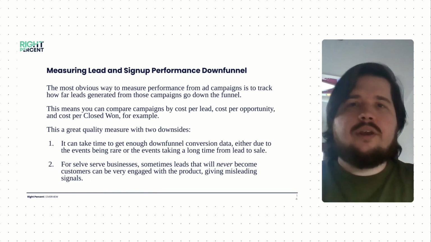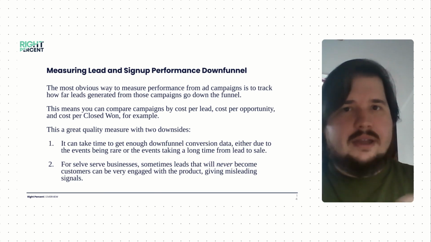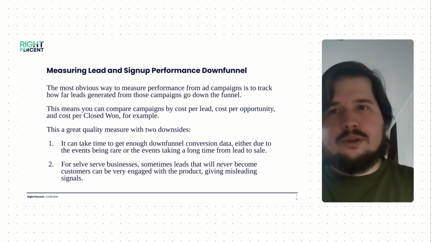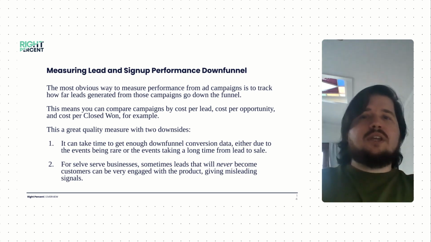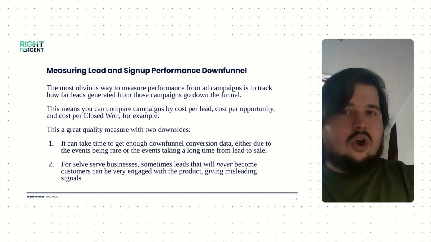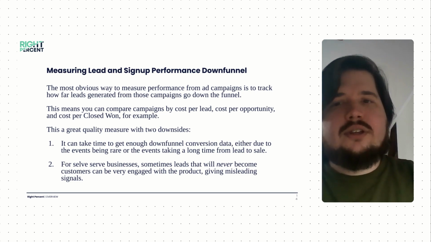The most important way to measure performance from ad campaigns is to track how far those leads go. Makes sense, right? If a campaign is working, then more leads become opportunities, more become closed ones, and more become revenue. So the best way to compare campaigns, if you have campaigns A, B, and C, is by the various costs per pipeline. And it's a great quality measure. It does have 2 downsides, though.